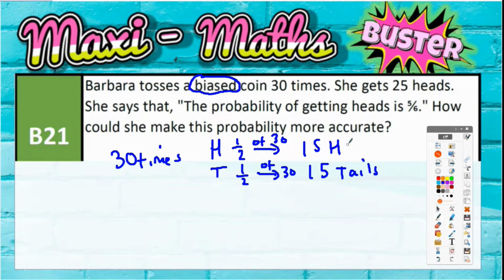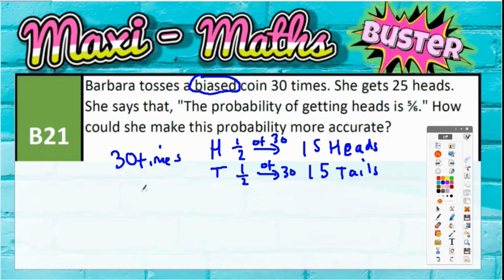But the fact that it's 25 heads does seem to indicate that it's a bit of a biased coin. It wouldn't necessarily land on bang on 15 heads and 15 tails. You might get more heads than tails, or you might get more tails than heads. But 25 heads does seem to indicate that it's a biased coin.